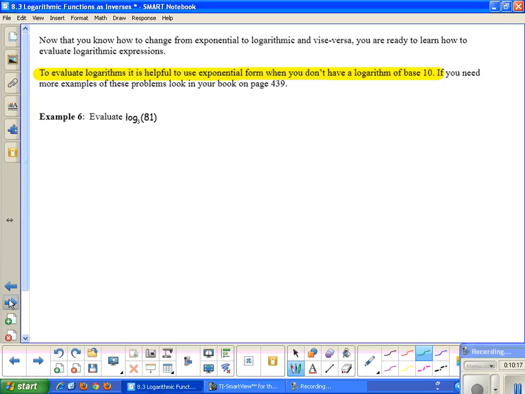Now that we know how to change from exponential form to logarithmic form and vice versa, you are ready to learn how to evaluate logarithmic expressions. To evaluate logarithms, it's helpful to use exponential form when you don't have a logarithm of base 10. If you need more examples of these problems, you can look on page 439 in your book.